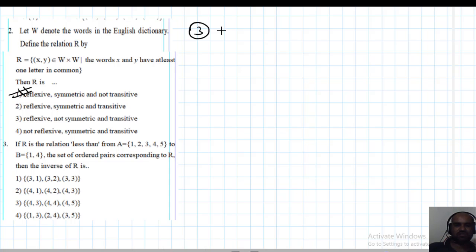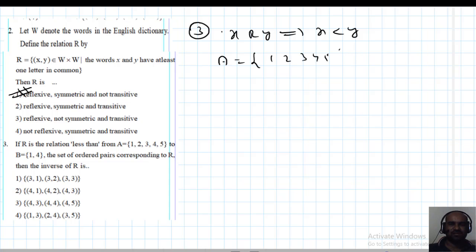Okay, next question, third question. R is the relation less than. Observe now, less than means x less than y. Our first component should be less than the second, in such a way that we write ordered pairs. So x related to y gives x less than y. This is the relation, and we want to write ordered pairs from A to B. What is A given? A is given as 1, 2, 3, 4, 5, and B is given as 1, 4. So the relation is from A to B.